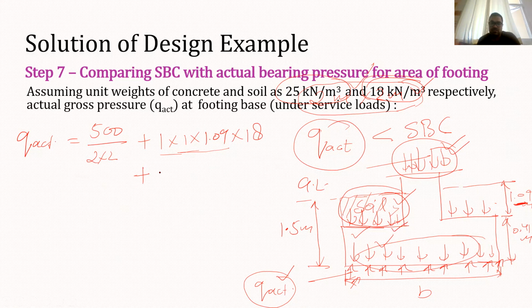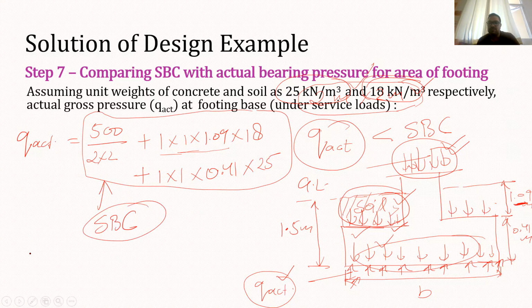So the weight of the footing is again the weight of the footing in unit area. So unit area is 1 into 1, into the depth of footing, 0.41, multiplied by density of concrete. So this will be the actual bearing pressure, I mean the actual pressure on the soil, and this pressure should be less than SBC. Then only we will say that the size of the footing is safe. If it is not less than SBC, in that case we have to revise the area.